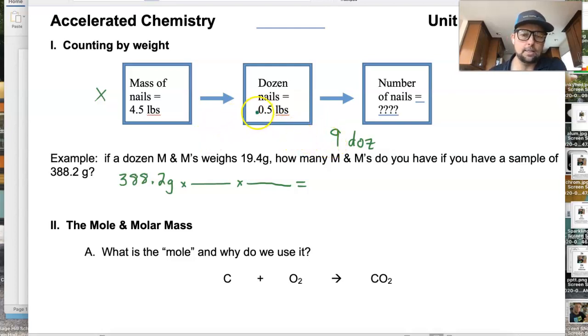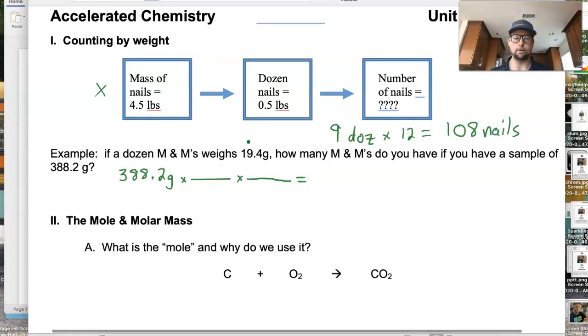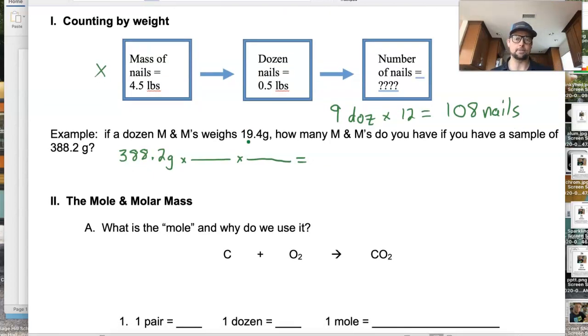So just using this analogy, 9 dozen, of course there are 12 nails in a dozen, we're going to get 108 nails. This is very similar to what we do in moles, except we're using a lot bigger number than a dozen. We're using 6.02 times 10 to the 23rd. It's a very convenient number for counting large numbers of atoms and molecules.